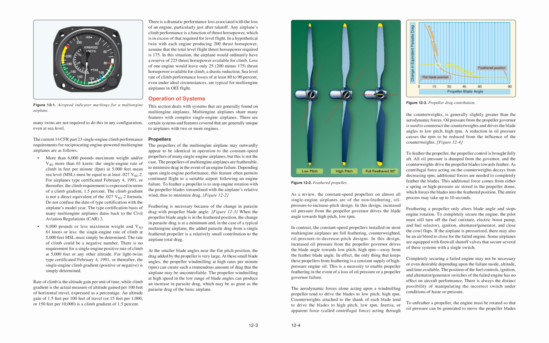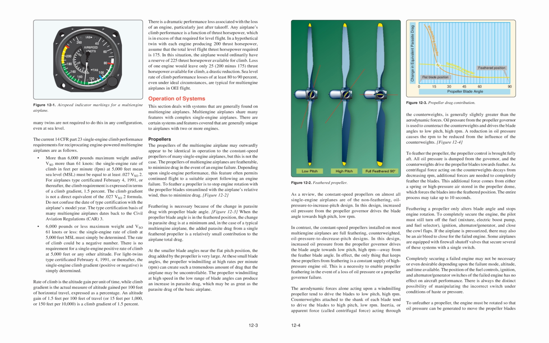Low pitch. High pitch. Full feathered, 90 degrees. Figure 12.2. Feathered propeller. As a review, the constant speed propellers on almost all single-engine airplanes are of the non-feathering, oil pressure to increase pitch design. In this design, increased oil pressure from the propeller governor drives the blade angle towards high pitch, low RPM.